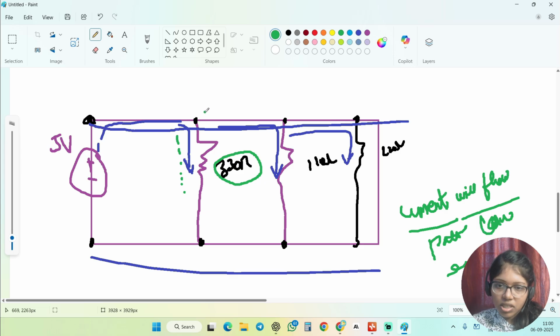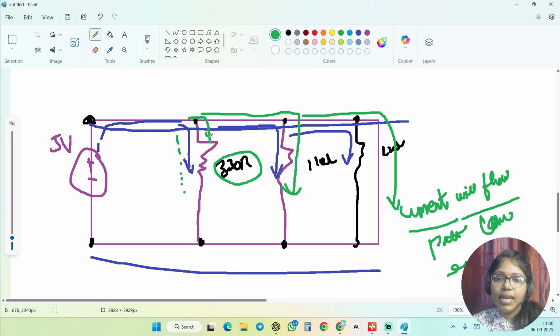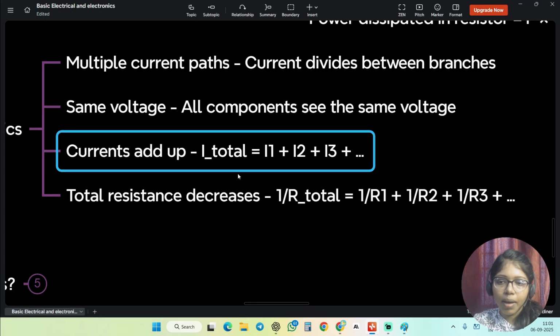Now you are going to see this concept. The amount of current is high in this path, medium in this path, and very less in this path. It will not choose the path with high resistivity. It will always choose the path with low resistivity, and it is choosing this path because it has less resistivity. More current will flow through this path. That is what we have discussed.